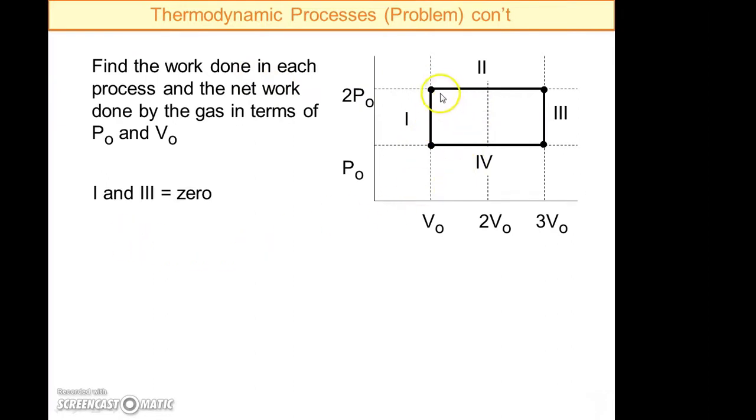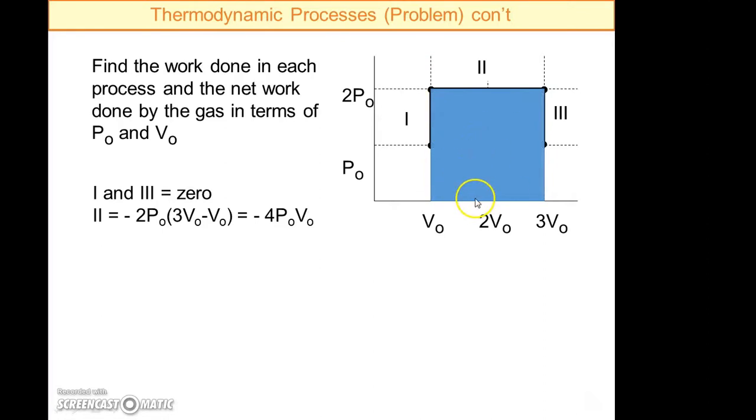What about process 2? Now, the work done in process 2 is this entire area, the whole area under 2. Don't bother looking at 4. So our base is 3 VO, final minus initial. We're going this way, minus VO. And our height is from here to here, so that's 2 PO. So it's this entire box right here.